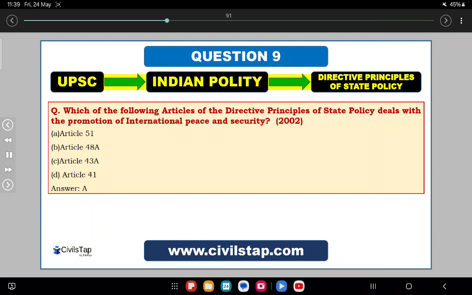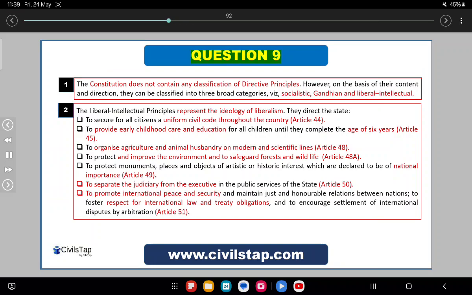Question 9. UPSC Indian Polity, Directive Principles of State Policy. Question 9. The Constitution does not contain any classification of directive principles. However, on the basis of their content and direction, they can be classified into three broad categories, viz., socialistic, Gandhian and liberal intellectual. 1. The liberal intellectual principles represent the ideology of liberalism. They direct the state to secure for all citizens a uniform civil code throughout the country.